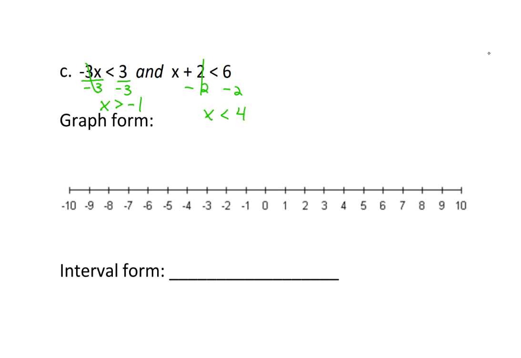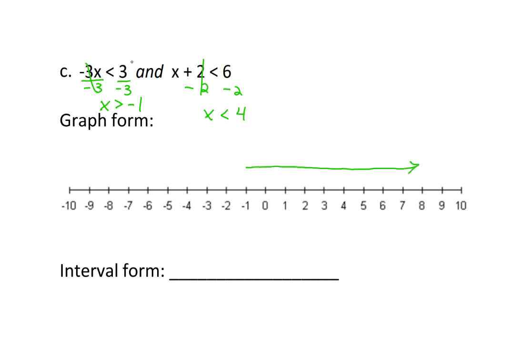Okay, so the other thing that we need to pay attention to is our connecting word. Our connecting word is "and," which means we're going to be graphing only the parts of the graph that overlap. If I look at these two graphs separately, x is greater than -1. So we start at -1 and it's all the numbers greater than -1, which would be to the right.